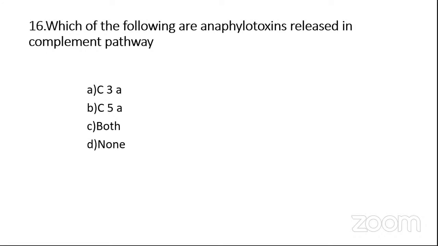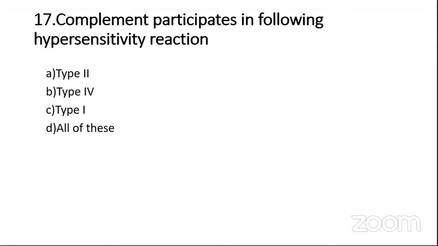Which of the following are anaphylatoxins released in the complement pathway? C3a, C5a, both, none. Both, ma'am. Both of them. Complement participates in the following hypersensitivity reaction: type 2, type 4, type 1, all of these. Type 2, ma'am. Type 2, because type 2 and 3 involve the complement. Type 1 mainly involves the mast cells and IgE, and type 4 mainly involves the lymphocytes, which form a granulomatous reaction.